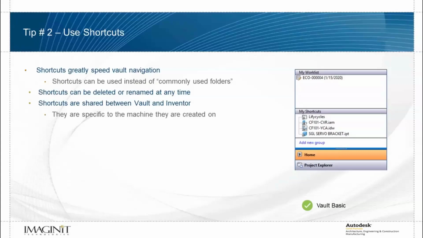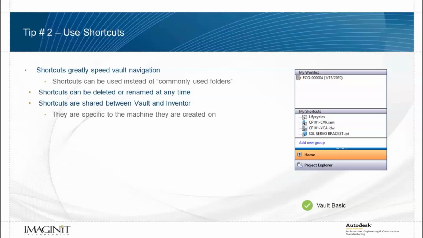If I go in and say, oh, well, let's delete this one, I can recreate it 5 minutes later, rename it, whatever. They are shared between Vault and Inventor, and I'll point that out in a minute. So if I have a shortcut that I put into Inventor, it shows up in Vault. If I put it in Vault, it shows up in Inventor.